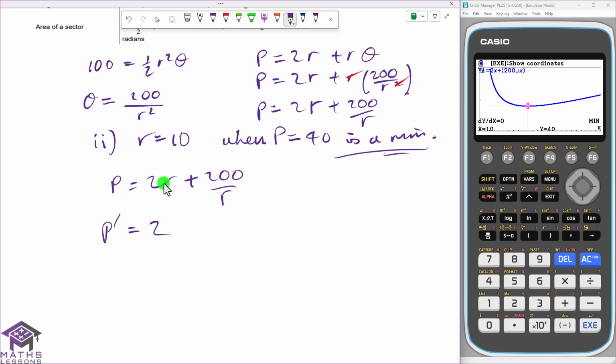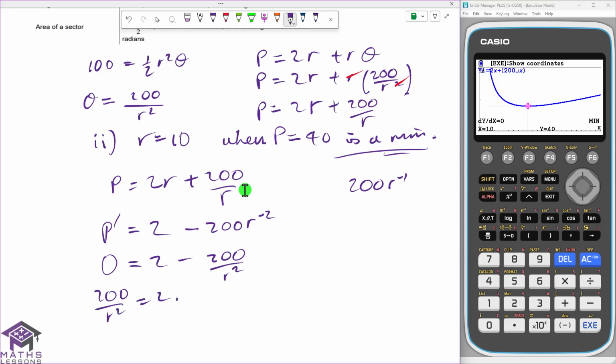Differentiate 2R, I get 2. Differentiate 200 over R, which is the same as 200 R to the minus 1: I multiply by minus 1 to get minus 200, and take 1 off the power to get R to the minus 2. Now we make P dash equal 0, because that's where maxes and mins happen. Writing this as a fraction, 200 over R squared equals 2. So 200 equals 2R squared, so 100 equals R squared, which implies that R equals 10.